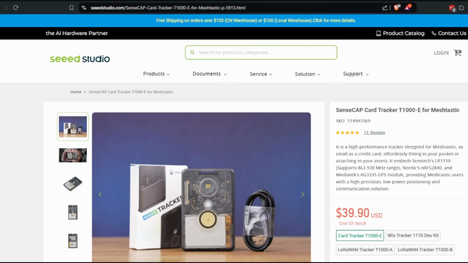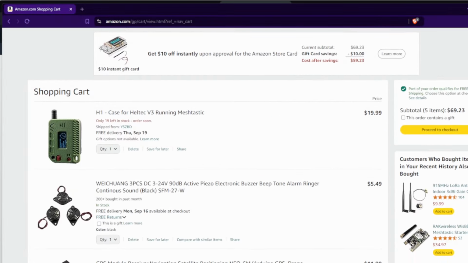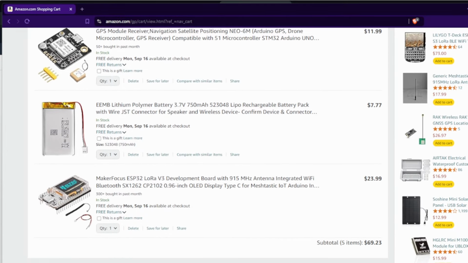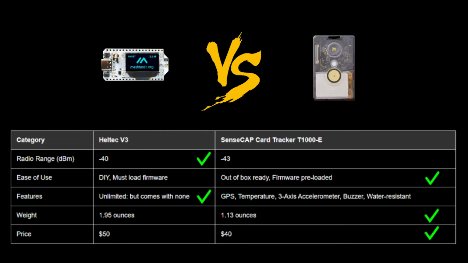Lastly, let's consider the price. The T1000-E is priced at $39.90, while the Heltec V3 costs $24. However, after adding a case, battery, and other essentials, the total for the Heltec comes to around $50. This round also goes to the T1000-E.